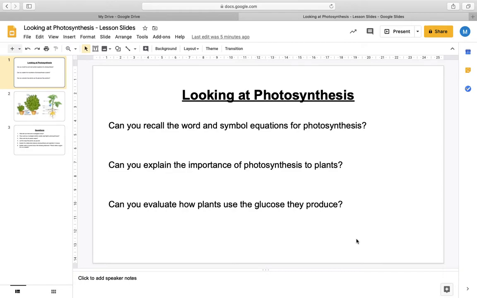Now today's lesson we need to look at photosynthesis in a bit more detail, okay? More specifically where this glucose goes, which is one of the products in photosynthesis, and how it is used by the plant. So today's lesson, looking at photosynthesis. By the end of the lesson you should be able to recall the word and symbol equations for photosynthesis. You should be able to do that already. You should be able to explain the importance of photosynthesis to plants, and you should be able to evaluate how plants use the glucose they produce.